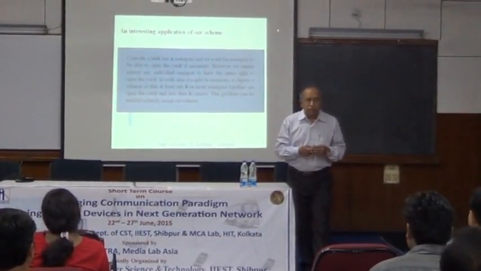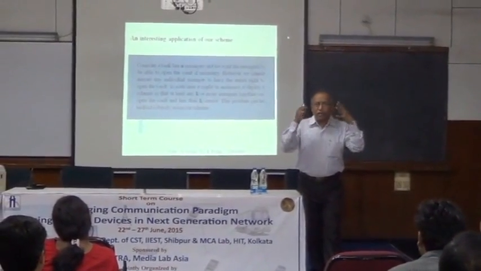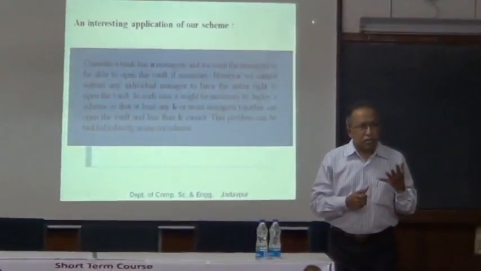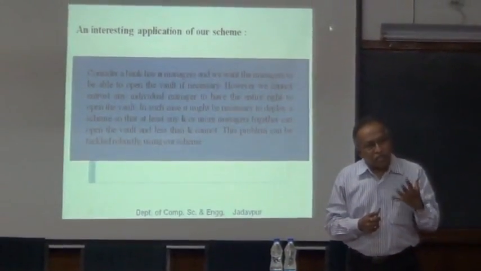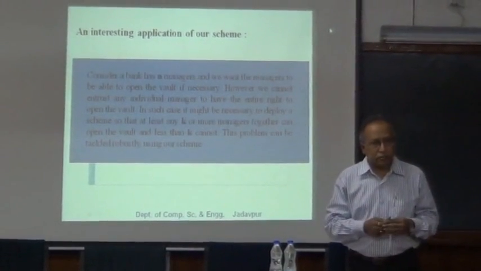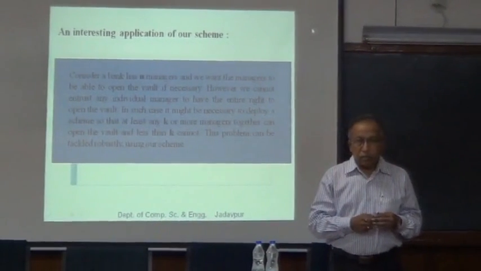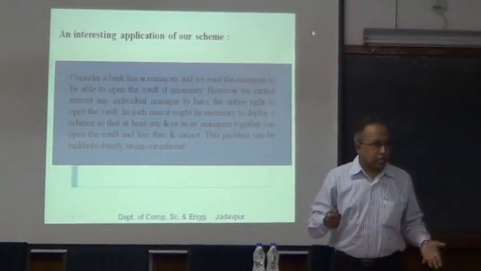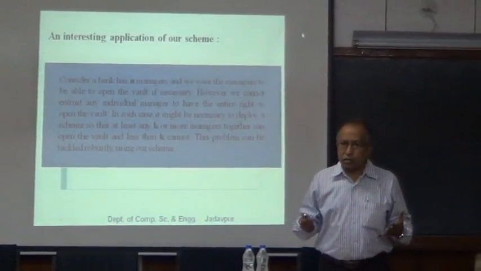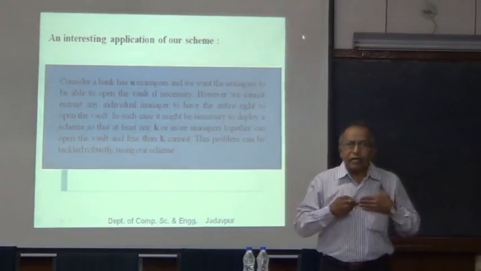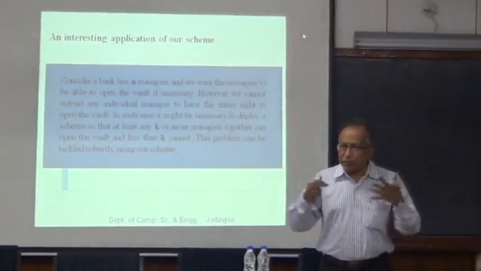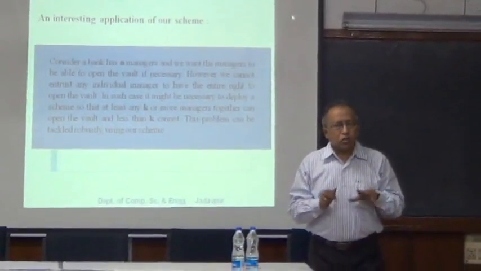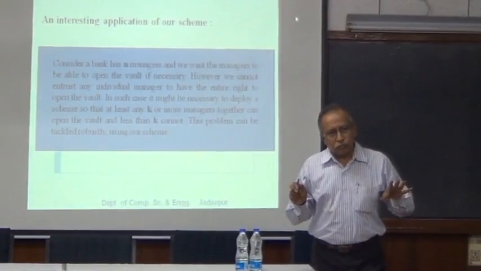A bank, say, has 5 managers. The requirement is that only 3 managers, any 3 managers, when they come together, can open it. It is a very required requirement for something very secure. Obviously, why should one manager take the responsibility? One will not like to take the entire responsibility. Divided responsibility always gives better security and better safety as well, including human safety. So the requirement is for a bank to have 5 managers.